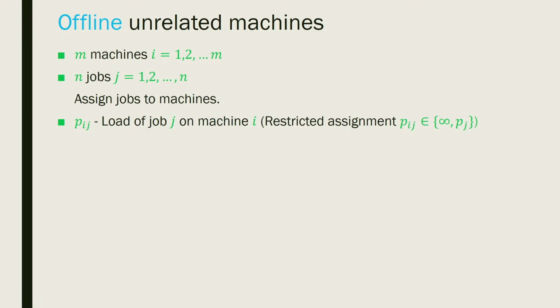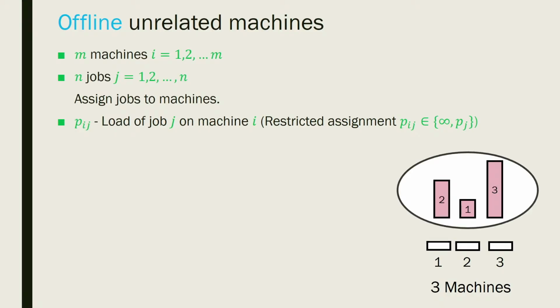There is an interesting special case, which is called the restricted assignment, which means that p_ij is either infinity or, let's say, 1 instead of p_j. The interesting case is 1: some machines can process the job and some cannot. Let me give you an example. We have 3 machines. This is the first job. So the load on this machine is 2, on this machine is 1, and on this machine is 3. So this is an example.